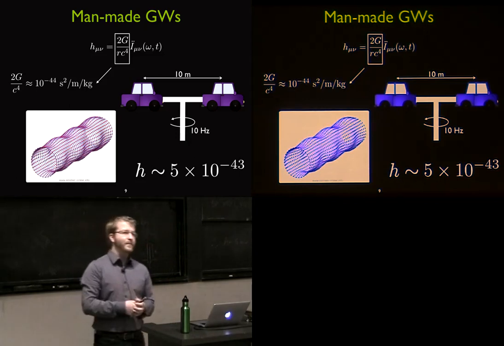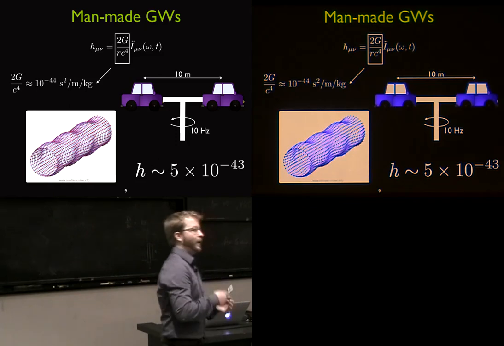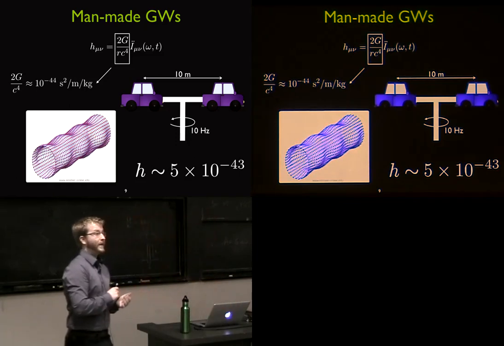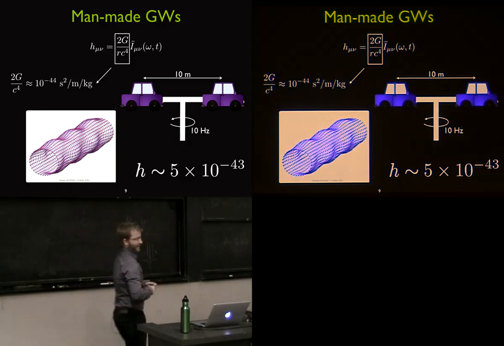And for those of you that remember the strain of the gravitational wave event that we just detected and announced in February, it's 10 to the minus 21. So we're only 20 orders of magnitude off from something that we can actually detect on Earth.